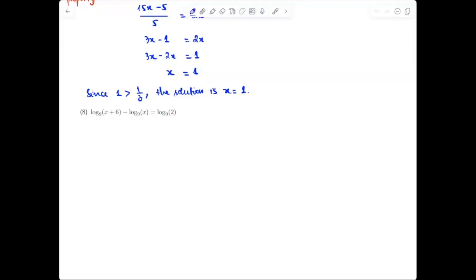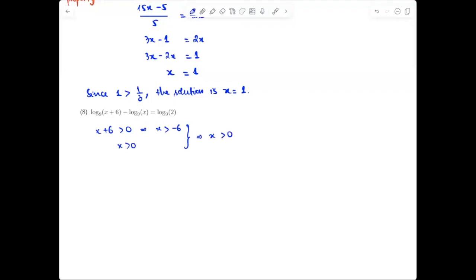All right, so first x plus 6 greater than 0. This implies that x is greater than -6, and then x greater than 0. So now you need to combine these two domains together to form just one domain that satisfies all the functions in the equation. So that is x greater than 0.